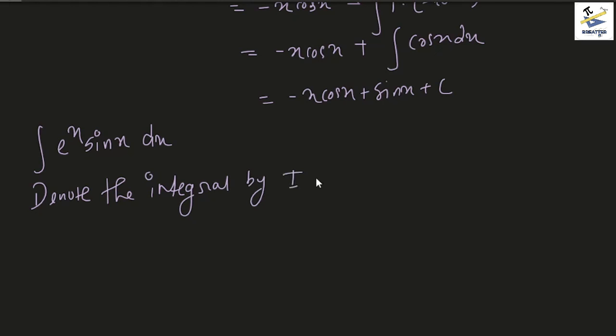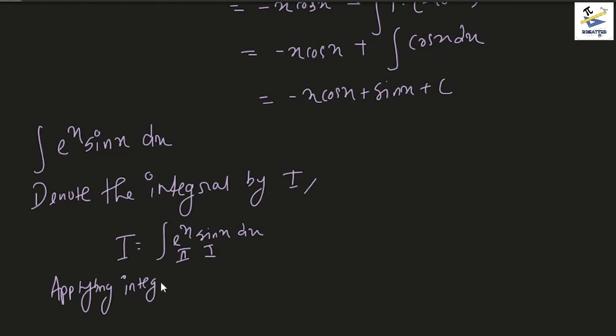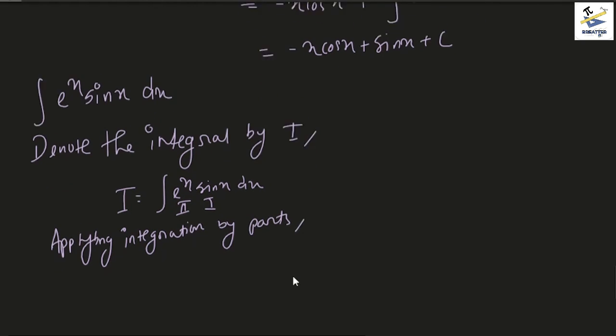by I. Then what we have is I is equal to the integral of e to the power x sin x dx. Now if you remember the rule ILATE, the E, that is for exponential functions, that came last. So obviously e to the power x is going to be the second function here, and sin x is going to be the first function. So applying IBP, or applying integration by parts, what we have is this.